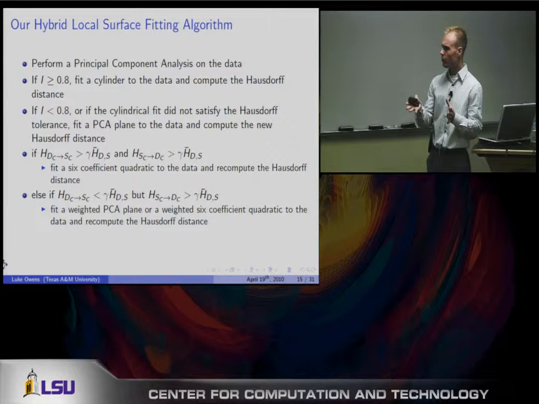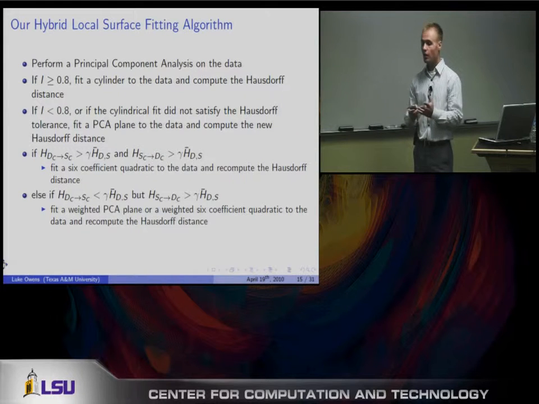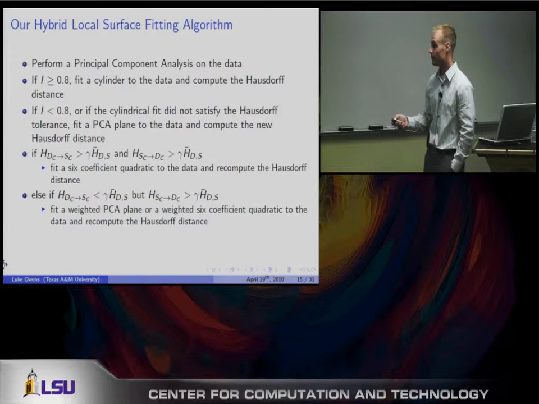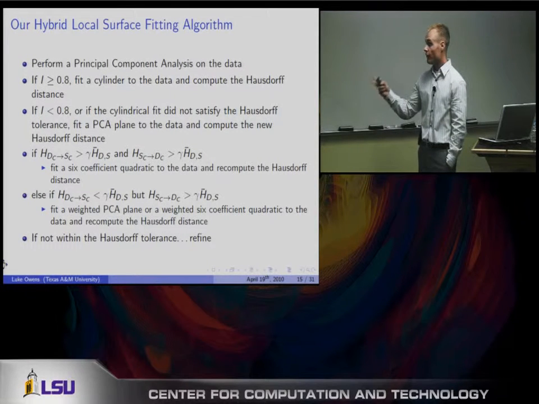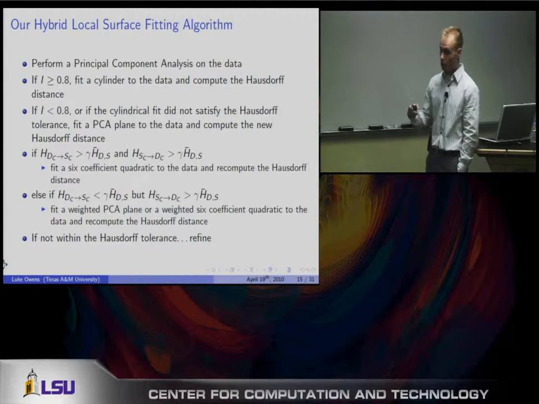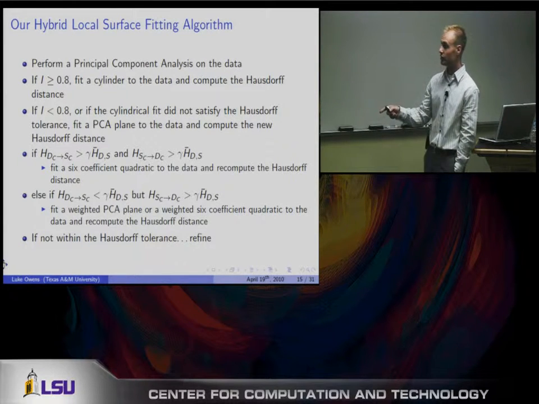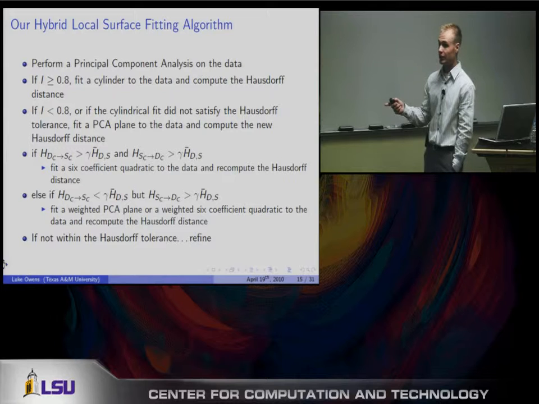The weighted 6 coefficient quadratic is the same thing. You just have that ds. Unfortunately, the surface area of the quadratic is a little more complicated to compute, but the idea is the same. If after trying all this, you're still not within your Hausdorff tolerance, your only choice is to refine. One thing else that we may be missing is, what if our surface to data points is small, but data points to surface is large?